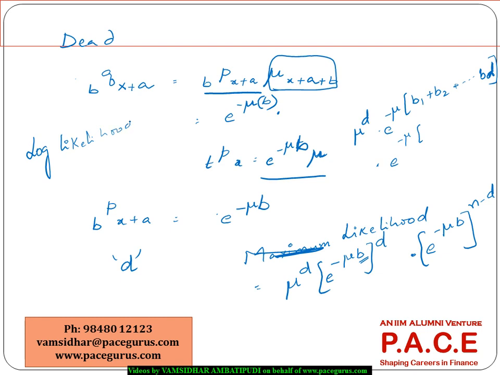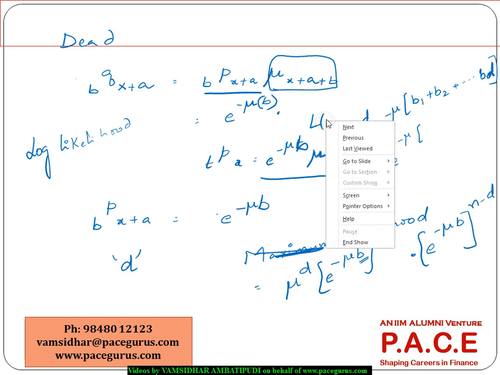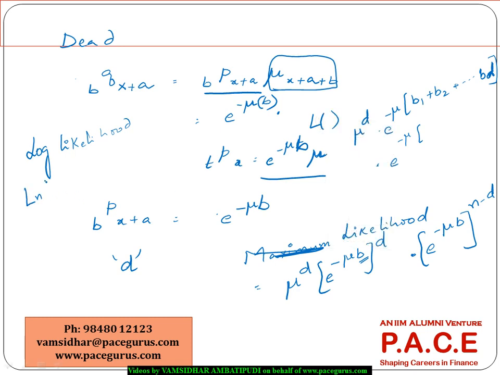The log likelihood, if I am writing this particular multiplication as the likelihood function for mu, I'll try to find out the log likelihood function for this mu. The log likelihood is when I take the logarithm: d log mu minus mu times the total period which I am observing. Let me call that the total observation period, b1, b2, b3, and so on, including the periods at which people are moving out. So the log likelihood function comes out to this much.